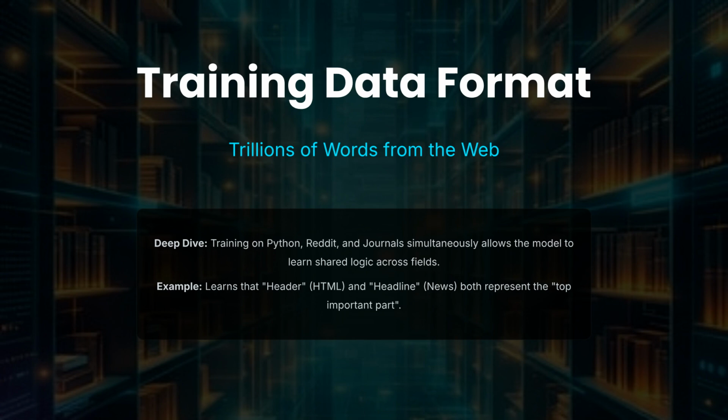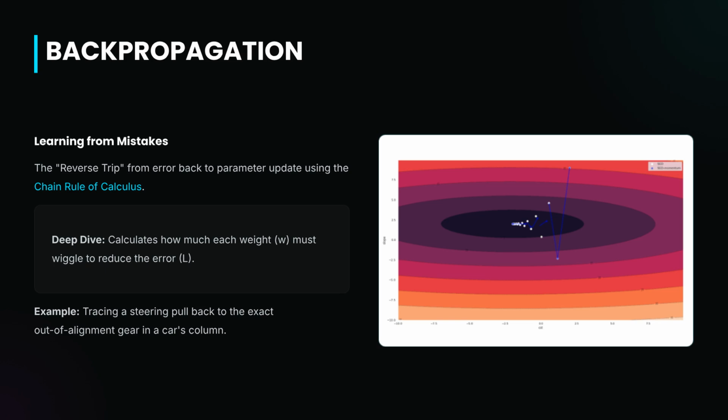Backpropagation is how the model learns from mistakes. It is the reverse trip from error back to parameter updates using the chain rule of calculus. The process calculates exactly how much each weight must wiggle to reduce the error. This is like tracing a steering pull back to an out-of-alignment gear in a car's column.